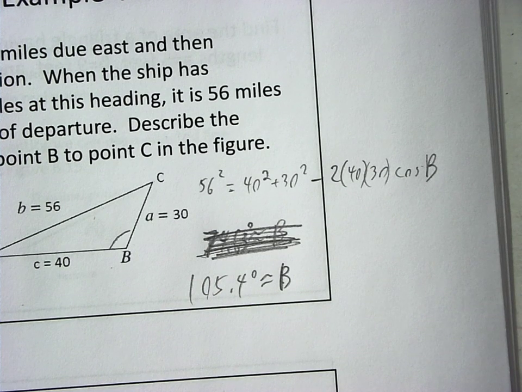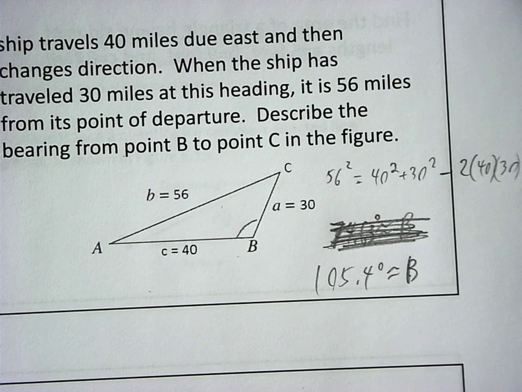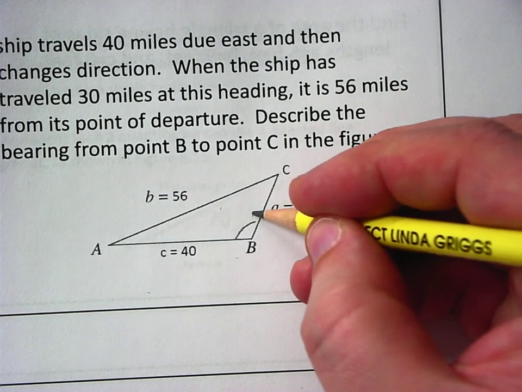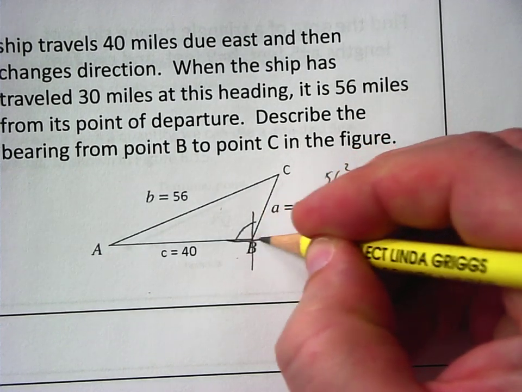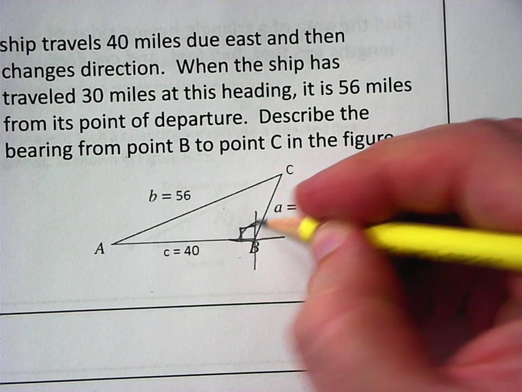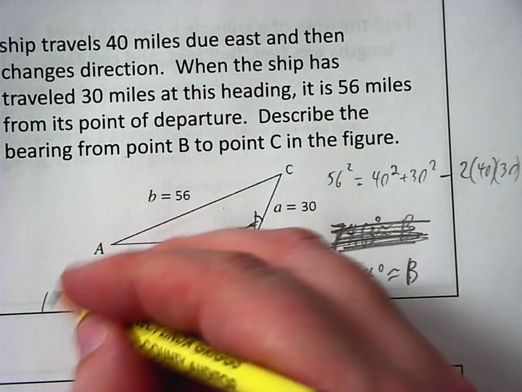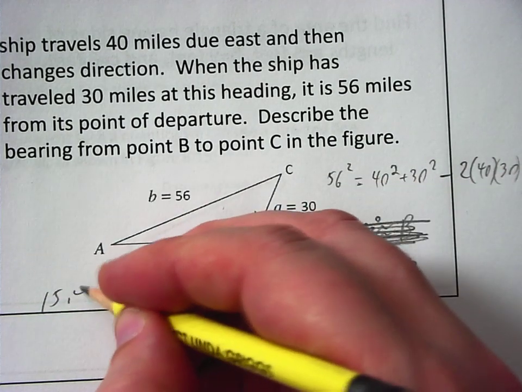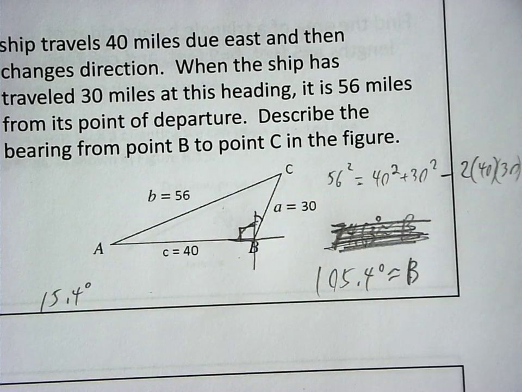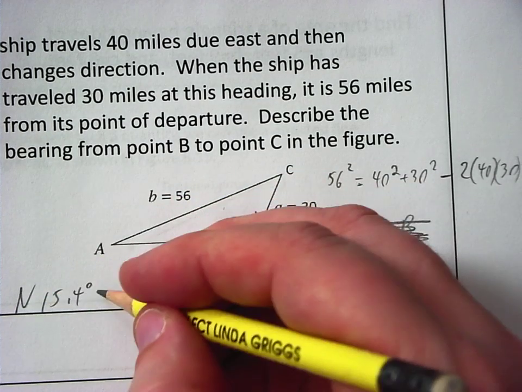Now, is that my answer? No. How do I actually find the bearing from B to C? Subtract 90. The idea is, if I drew a compass rose here, north, south, east, west, this part of the angle is going to be 90. What I actually want is how far off of north it is. So you're going to have 15.4 degrees. And then what letters am I going to have around it? East of north, so north 15.4 degrees east.